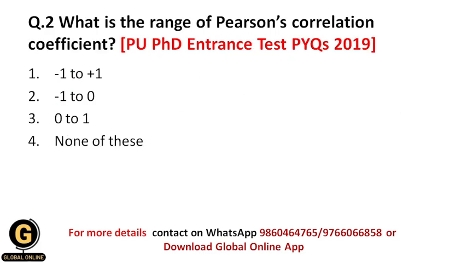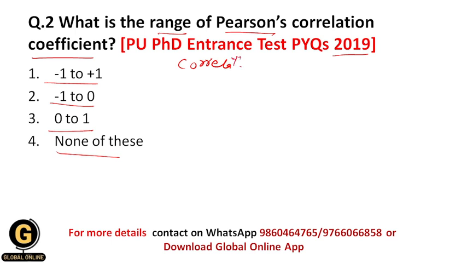What is the range of Pearson's correlation coefficient? Now students, they have asked you about the range of Pearson's correlation coefficient, whether it is minus 1 to plus 1, minus 1 to 0, 0 to 1, or none of these. This question was asked in 2019, and Pearson's correlation coefficient is nothing but the correlation coefficient itself that we saw earlier in question 1.